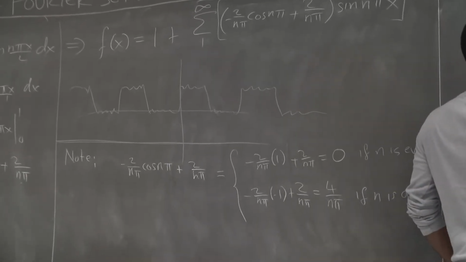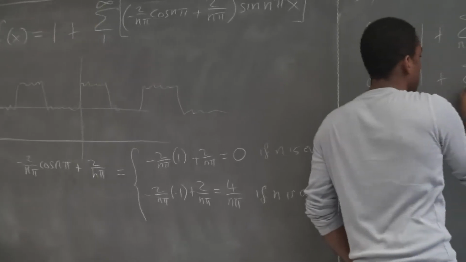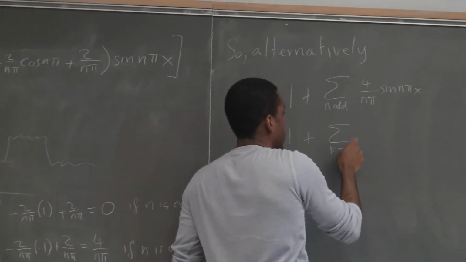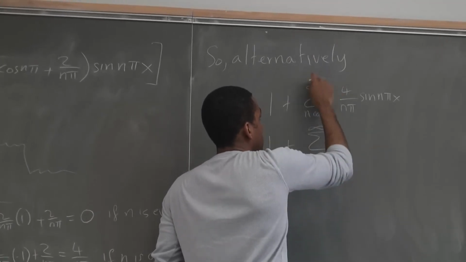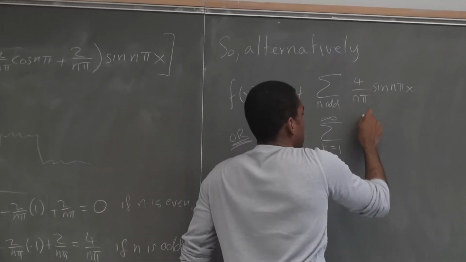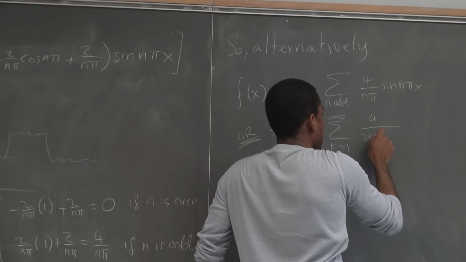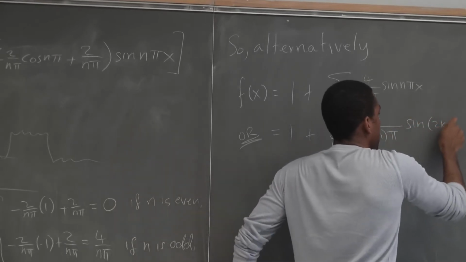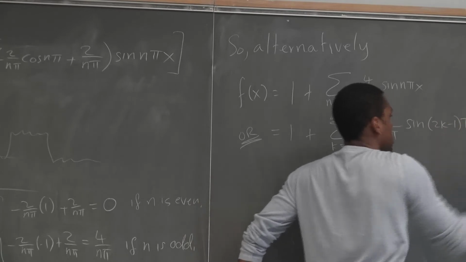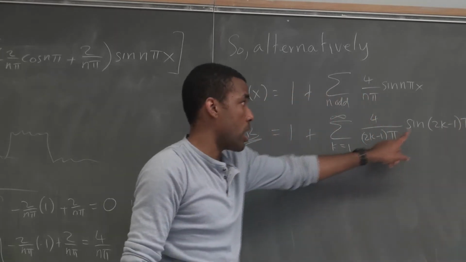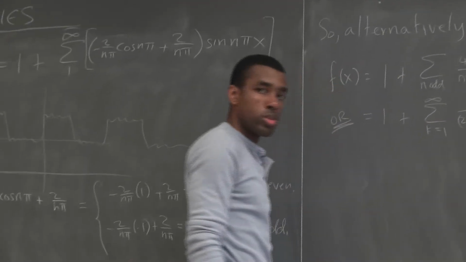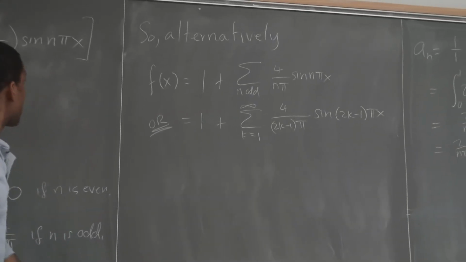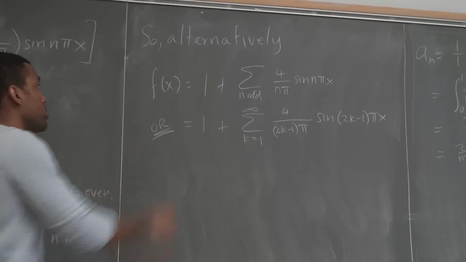Or if you wanted to write it as a whole series, 1 plus, you can say something like, sum over k from 1 to infinity of 4 over (2k minus 1) pi sine of (2k minus 1) pi x. Right? So that would only give you odd numbers. Right? 2k plus or minus 1 is always an odd number. So it's just a nicer way to write it.